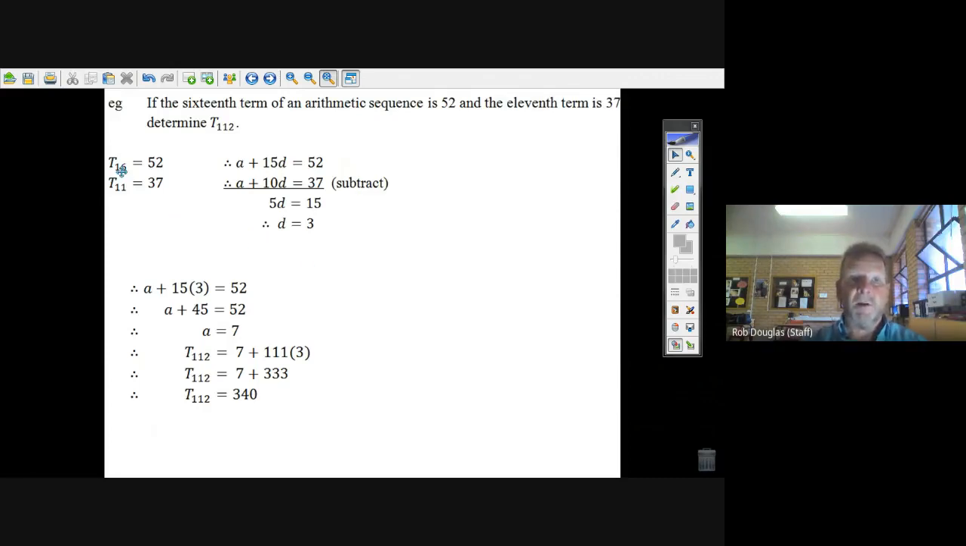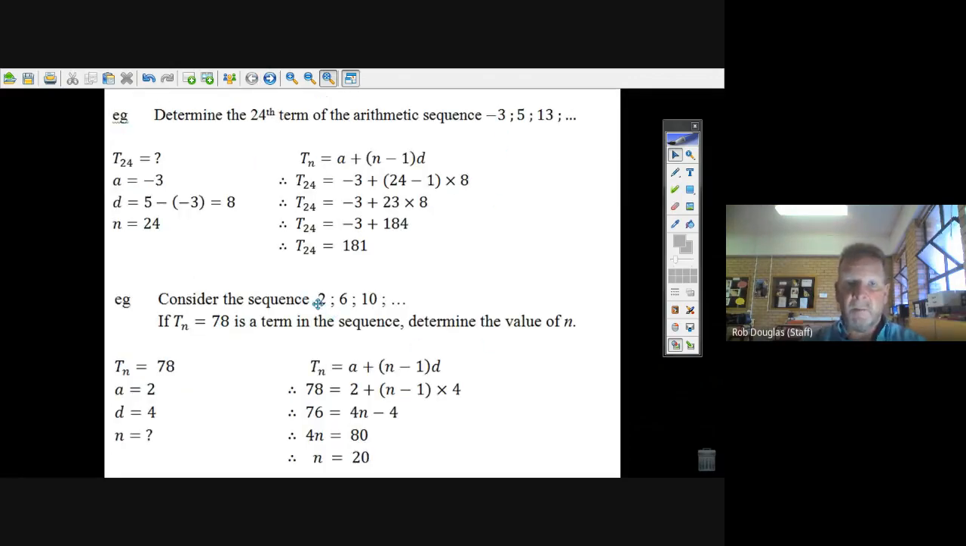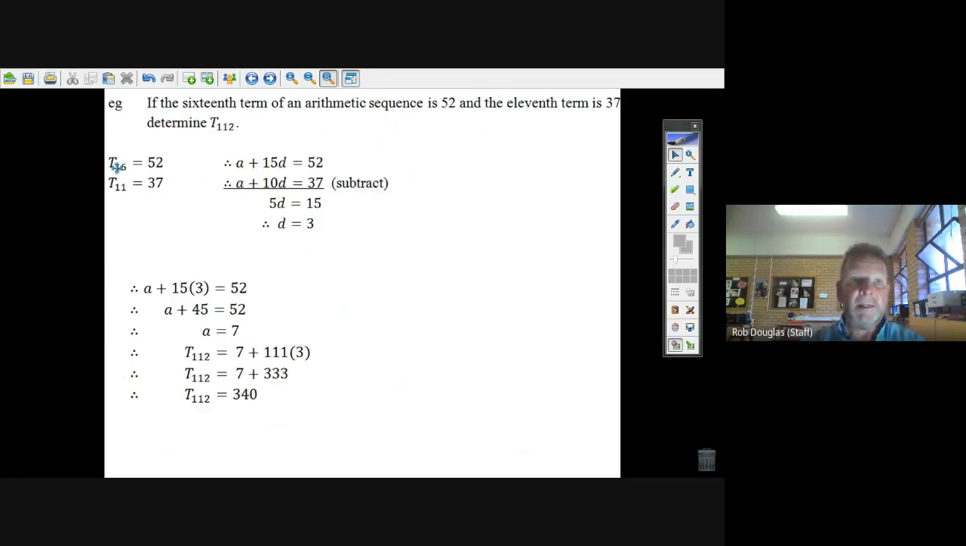If you're looking at a sequence, let's go back here. This is 2. The second term is A plus 1 difference. The third term is 2 plus 2 differences, 2 plus 2 times 4. And in fact, the formula tells you it's A plus one less than the number of the term, in differences. So if you look at T16, well, that's 52. It must be A plus 1 less than 16, 15 differences. And the 11th term, which is 37, must be A plus 10 differences, always 1 less.